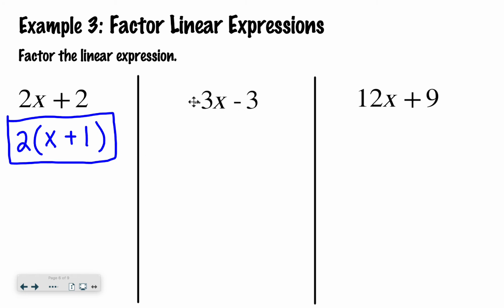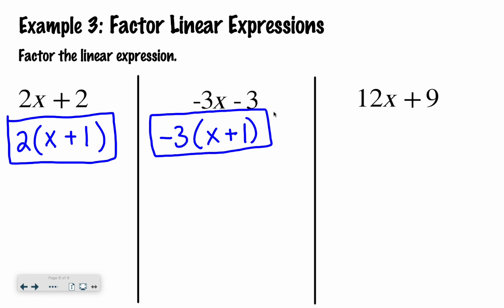Let's try it with another problem. We have negative 3x minus 3. So what do both of those things have? I see they both have a negative and they both have a 3. So I'm going to write negative 3 on the outside. It is possible for a GCF to be negative. Okay, so I'm pulling out that negative. And then I have negative 3x divided by negative 3 leaves me with just a regular x. And then negative 3 divided by negative 3, negative divided by negative is positive, and 3 divided by 3 is 1. So my answer will look like this, negative 3 parentheses x plus 1.